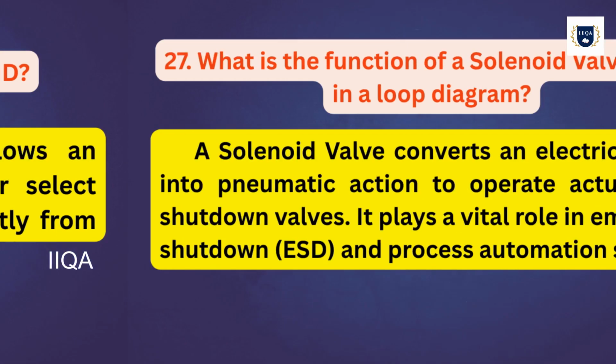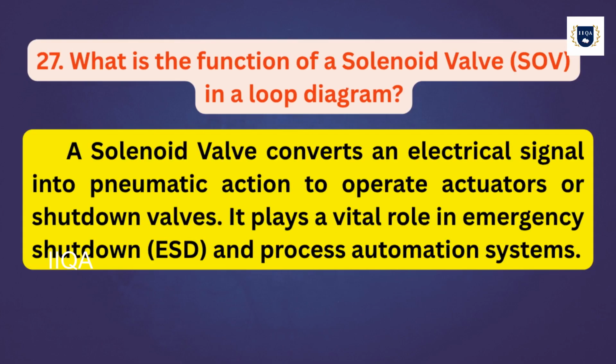What is the function of a solenoid valve, SOV, in a loop diagram? A solenoid valve converts an electrical signal into pneumatic action to operate actuators or shutdown valves. It plays a vital role in emergency shutdown, ESD, and process automation systems.